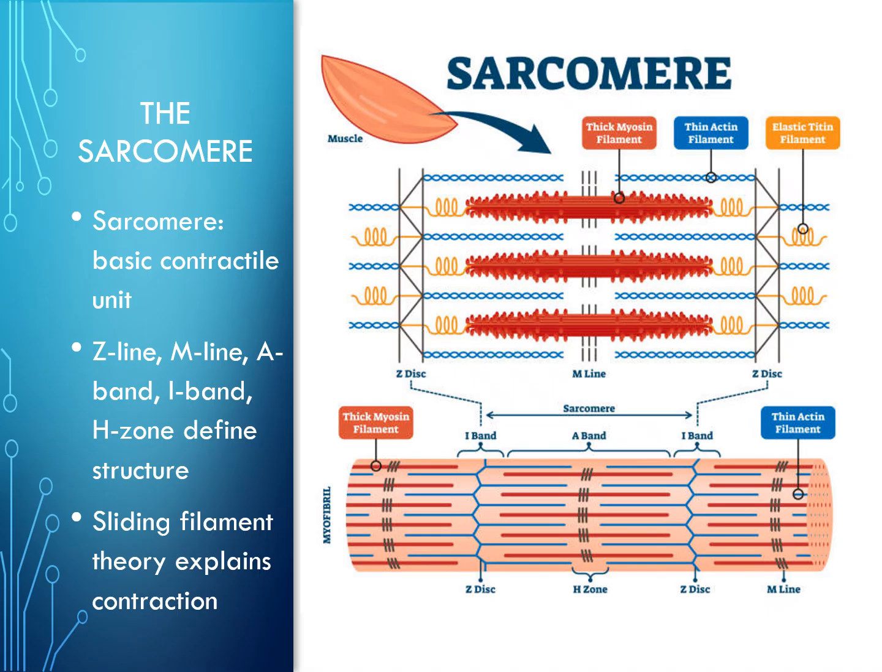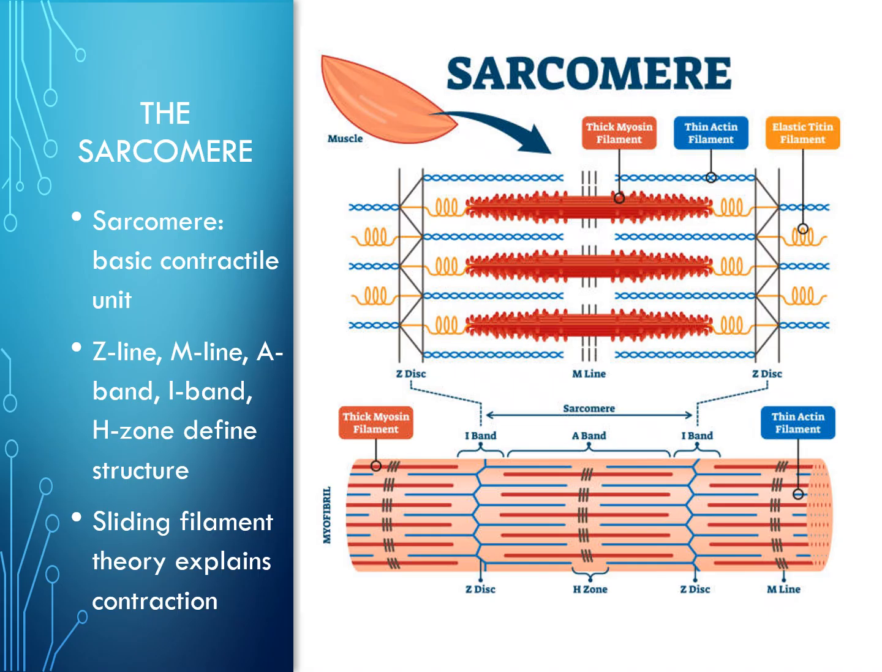The I band contains only actin filaments and is located between adjacent A bands. The H zone is the center of the A band, containing only myosin, with no overlap of actin. Together, these regions form a repeating pattern that allows the sarcomere to shorten and lengthen during contraction and relaxation.